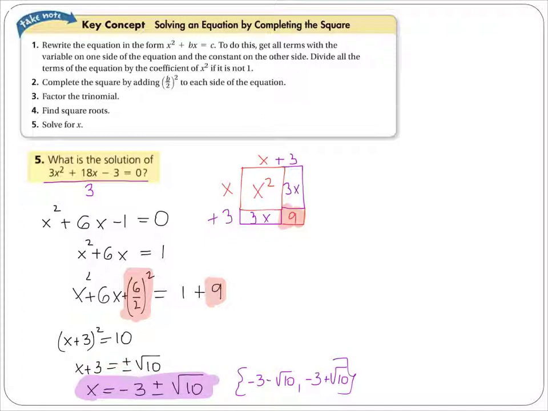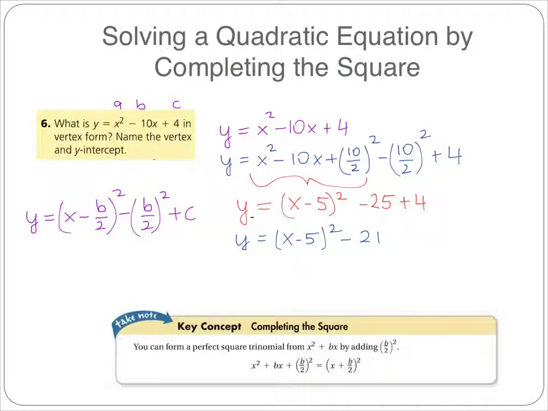Taking the square root, plus and minus, I solve that x plus 3 will equal the square root of plus and minus 10. By subtracting 3, I get negative 3 plus and minus the square root of 10. So in a list, it's negative 3 minus the square root of 10 and negative 3 plus the square root of 10.